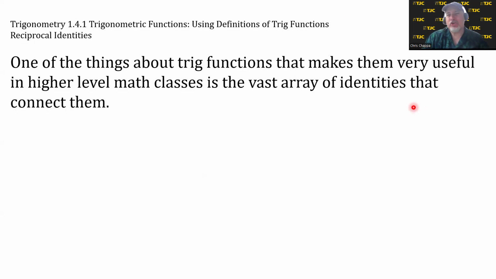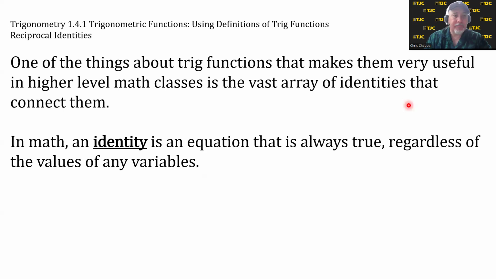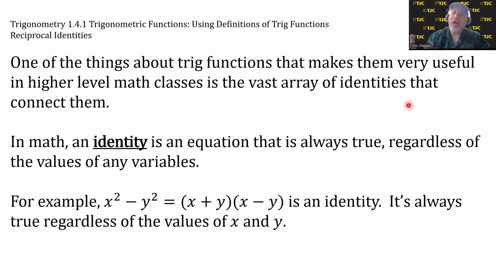One of the things about trig functions that makes them very useful in higher level math classes is the vast array of identities that connect them. In math, an identity is an equation that is always true, regardless of the values of any variables. For example, x squared minus y squared equals x plus y times x minus y is an identity. It's always true regardless of the values of x and y.